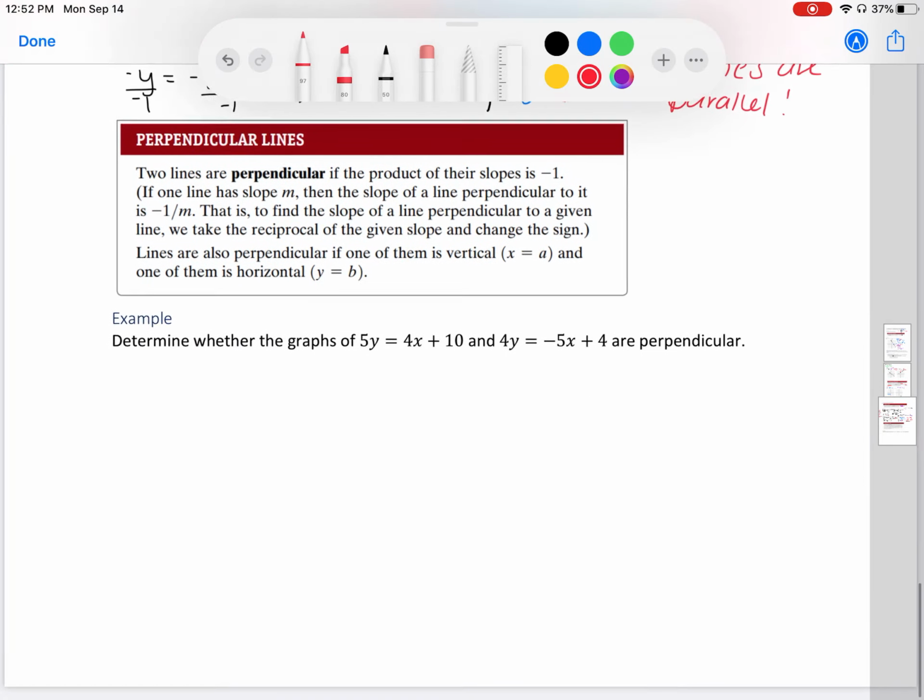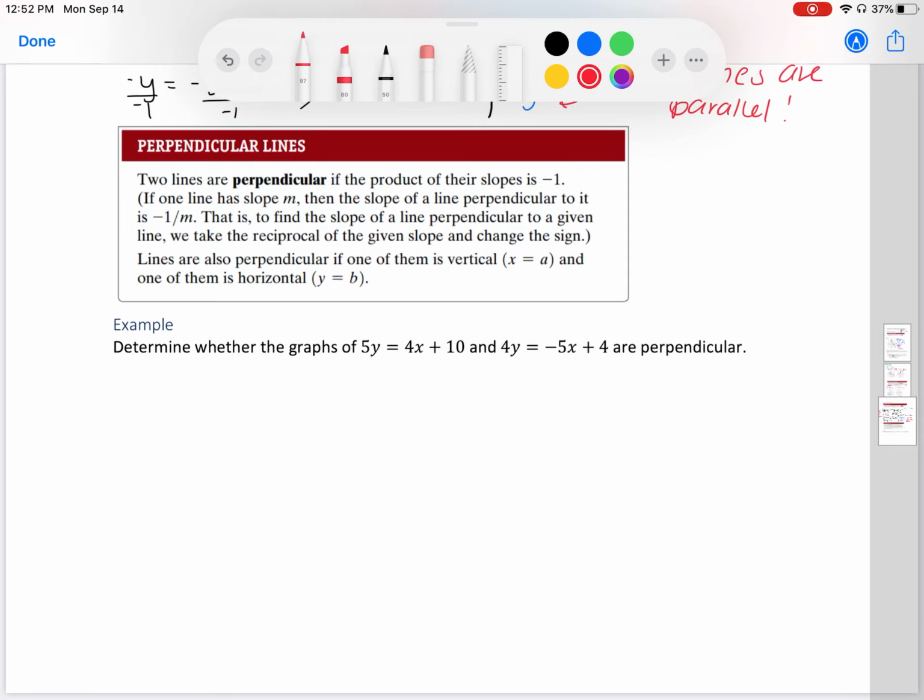Perpendicular lines. Two lines are perpendicular if the product of their slopes is -1. So I'm going to have a number times another number, and my answer should be -1. We tend to have fractions. If one line has a slope of m, then the slope of a line perpendicular to it is -1 over m. That is, to find the slope of a line perpendicular to a given line, we take the reciprocal, which is just the flip, of the given slope and change its sign. So if it's positive, change it to negative, and if it's negative, change it to positive.